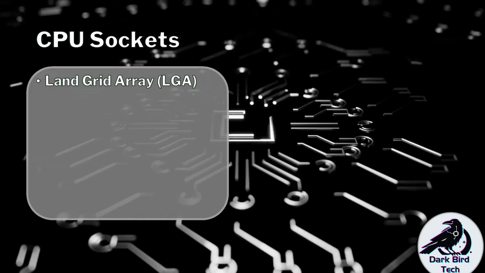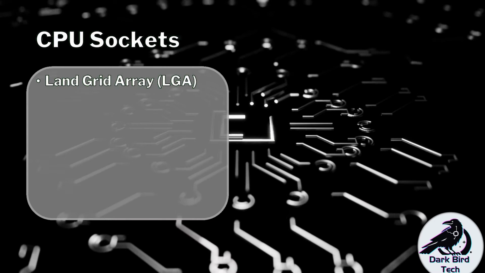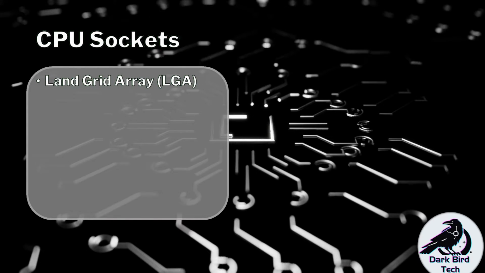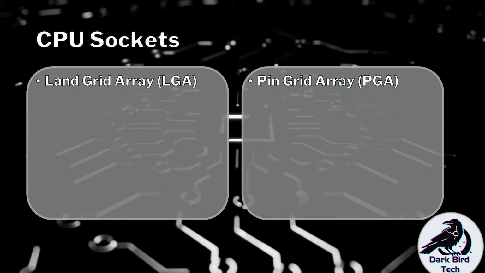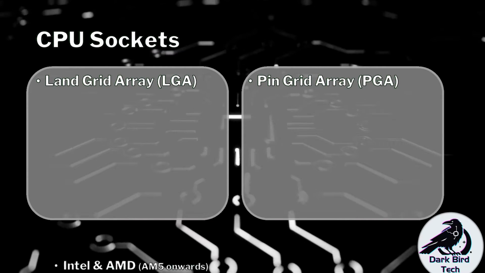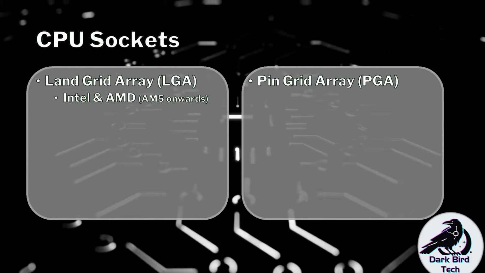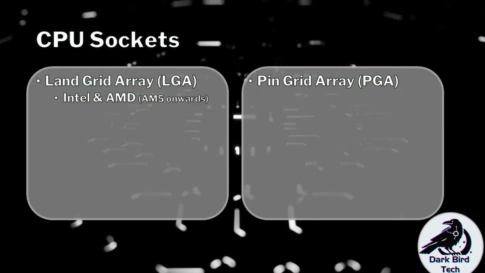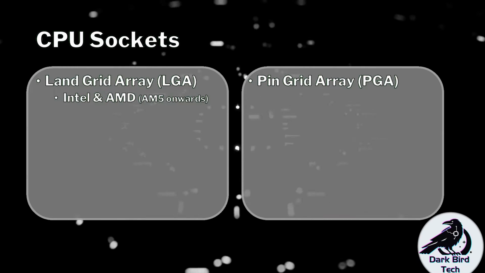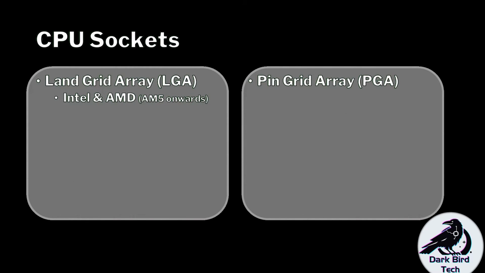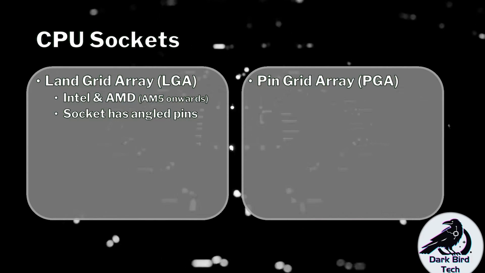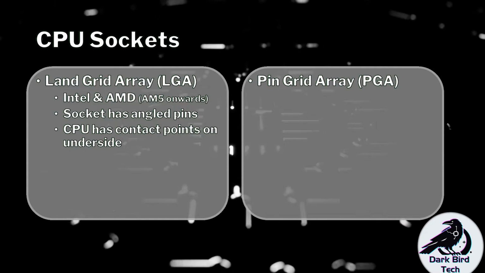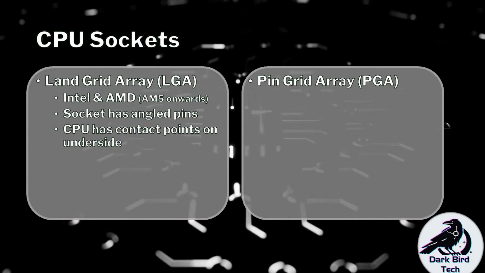The first type you get is the land grid array or LGA socket. The second type is the pin grid array or PGA socket. Now the land grid array has been popular with Intel for many a CPU generation now, and AMD has relatively recently joined the LGA family with its AM5 socket onwards. The way the socket works is it's got some angled pins in it so that those pins can make contact with little points on the underside of your CPU.